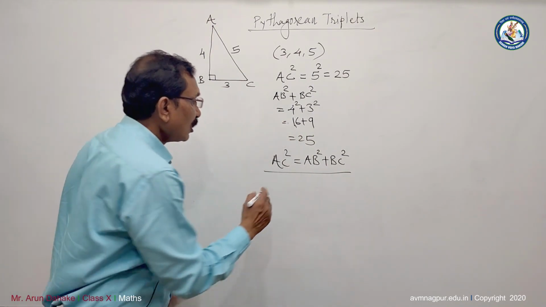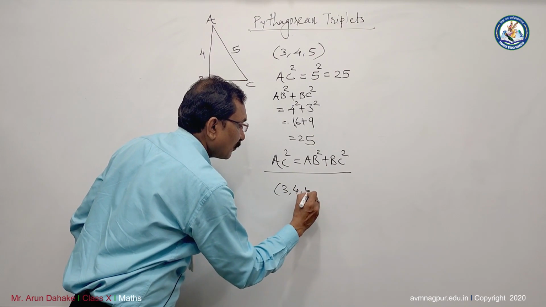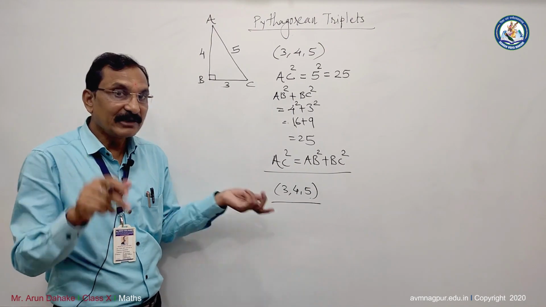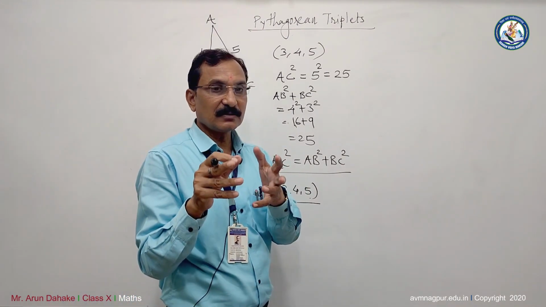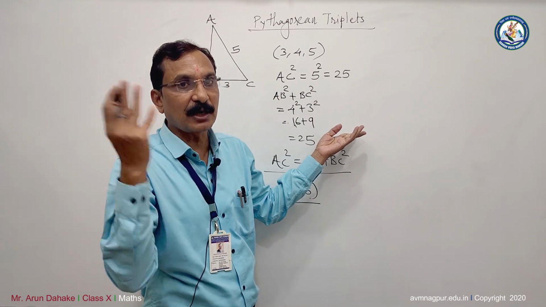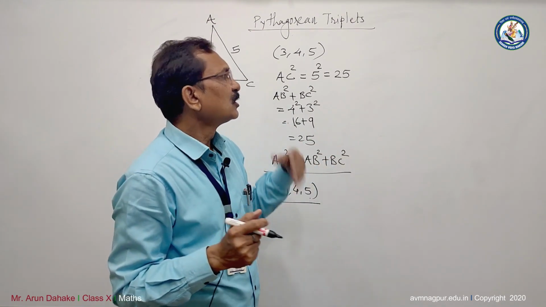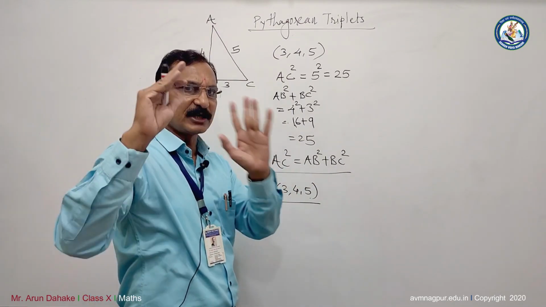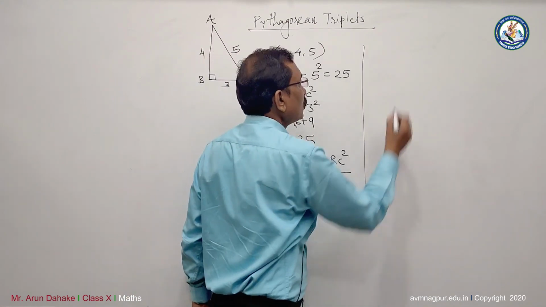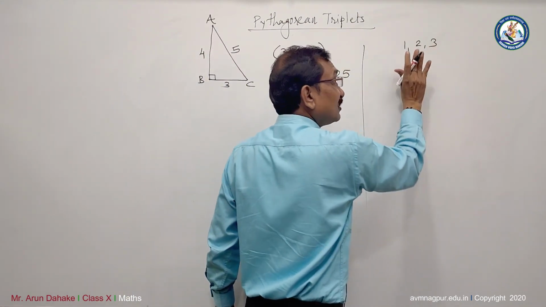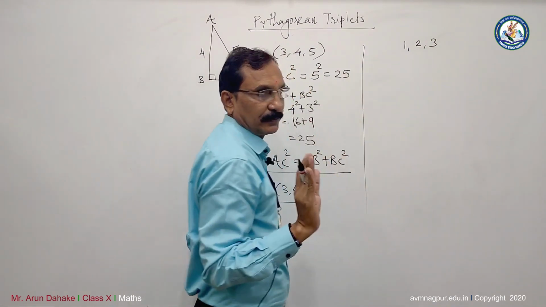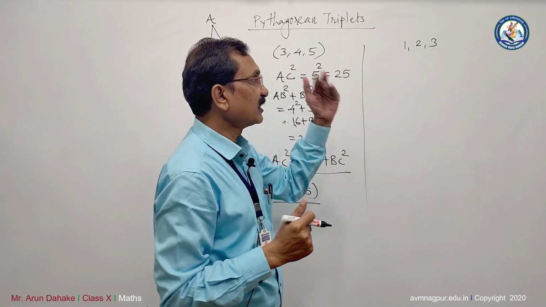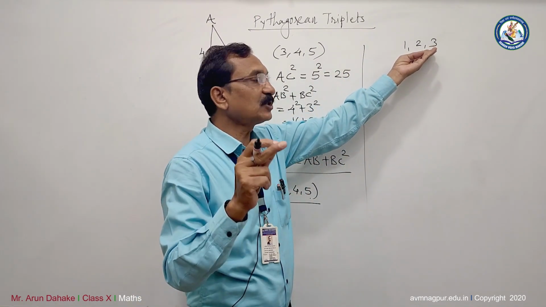Now this 3, 4, 5 is called a Pythagorean triplet. There are so many Pythagorean triplets. Now we'll see how to find Pythagorean triplets by using simple tricks. This is a very important part. You take any three positive integers. I'm taking 1, 2, 3. This is not a Pythagorean triplet, but by using these three we can find the Pythagorean triplets. These are the three positive integers.